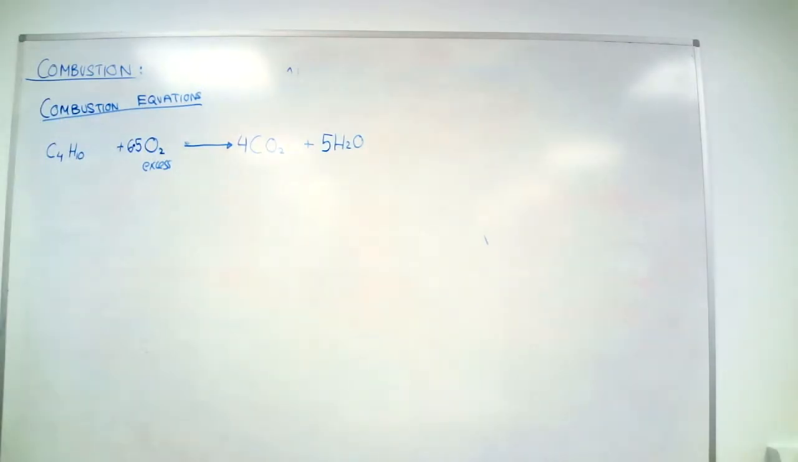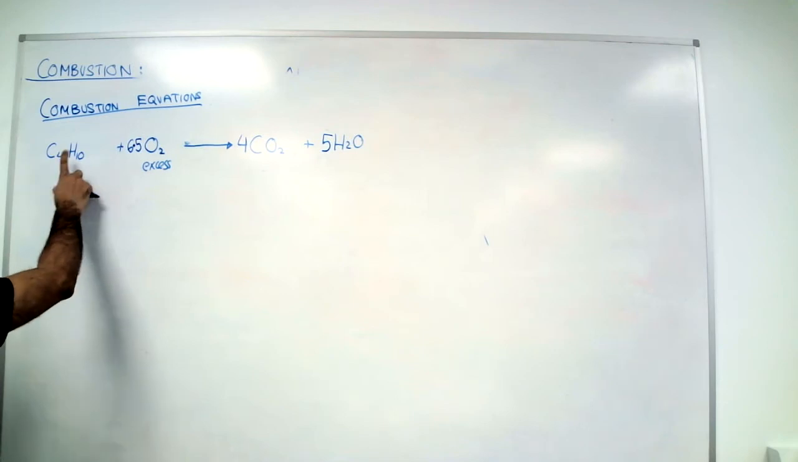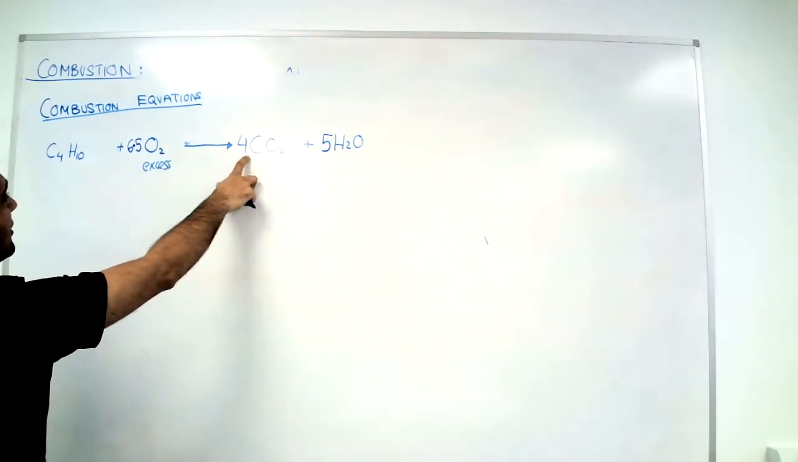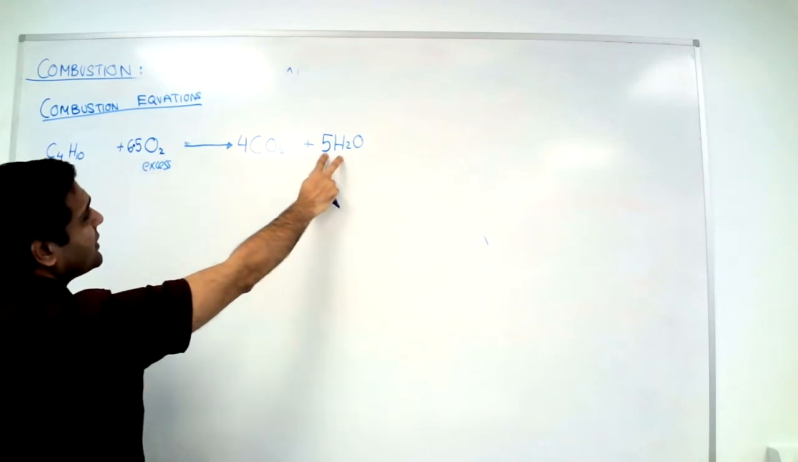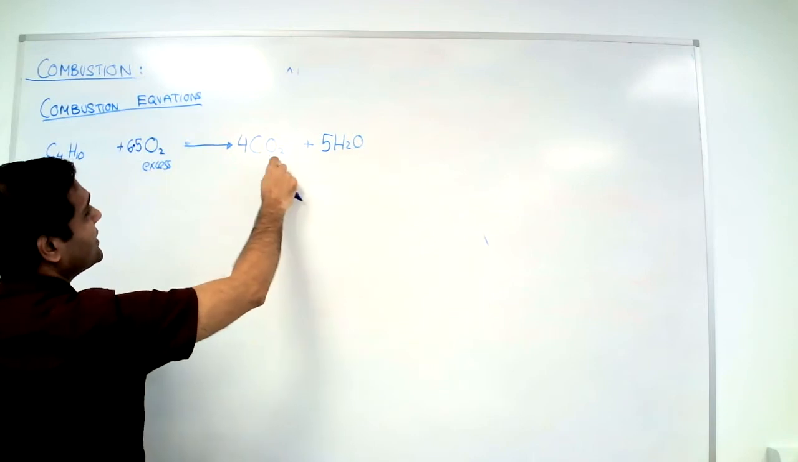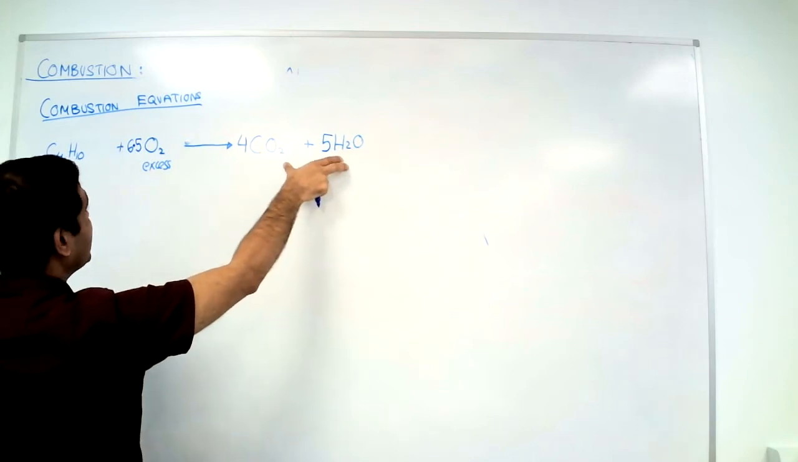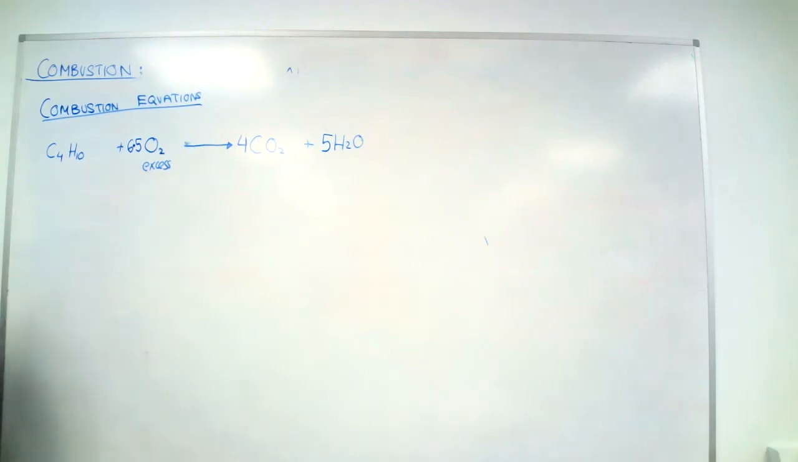Now I need to balance the combustion equation. There are 4 carbons here, so I need to put the 4 here. But there are 10 hydrogens here, so I need to put the 5 here to make that 10. But if I do, the amount of oxygen has increased on this side, which is 13. So I need to put 6.5 here. Now, what does that actually mean?